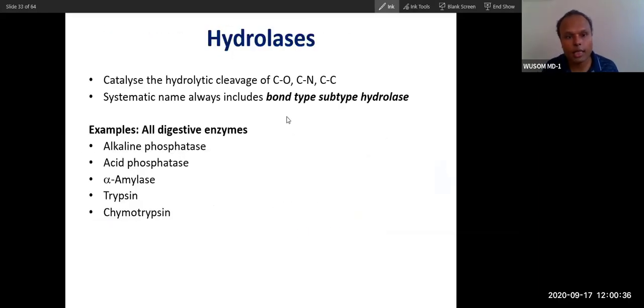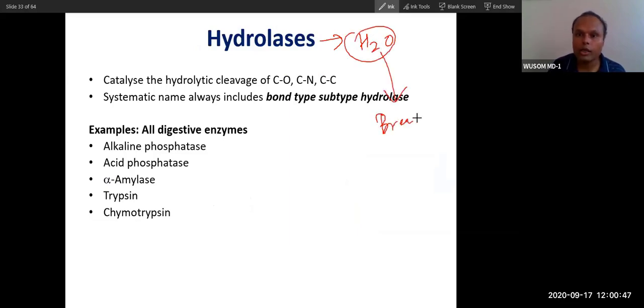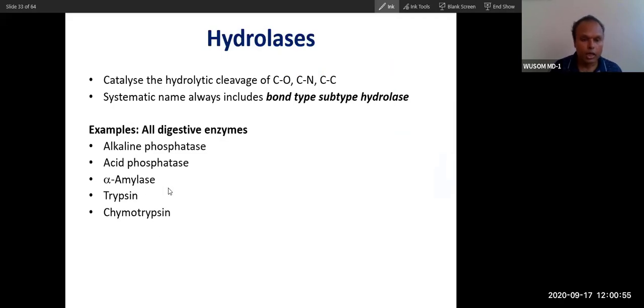Now let's talk about hydrolase. So hydrolase, if you see hydrolase, what does it mean? It is very easy. It always utilizes water to break the bond. That is what hydrolase is. All digestive enzymes are hydrolases. You can see here, hydrolases are digestive enzymes, amylase.